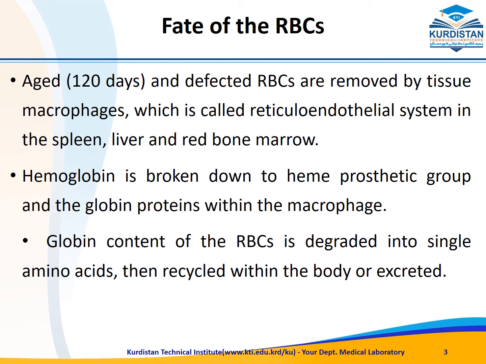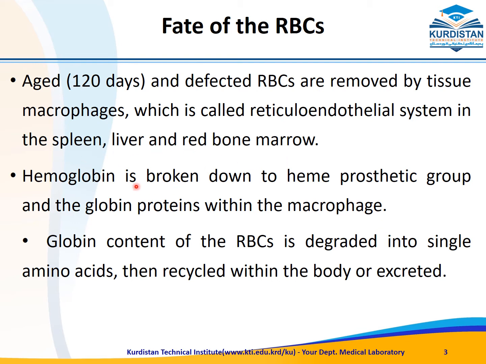Red blood cells are characterized by having a short lifespan, which is about 120 days under optimal physiological conditions. Then the aged and defective red blood cells are removed by the tissue macrophages, which are recognized as the reticuloendothelial system and are distributed in the spleen, liver, and bone marrow.